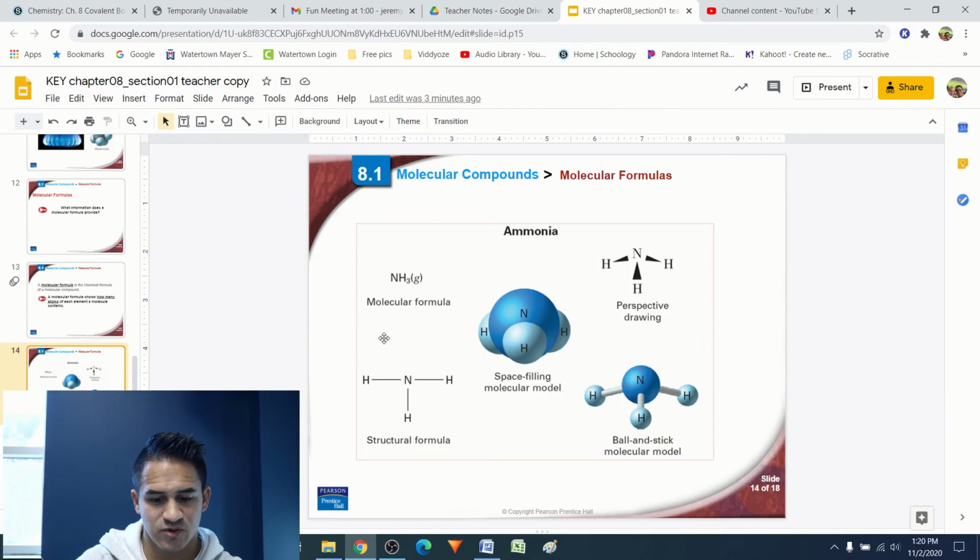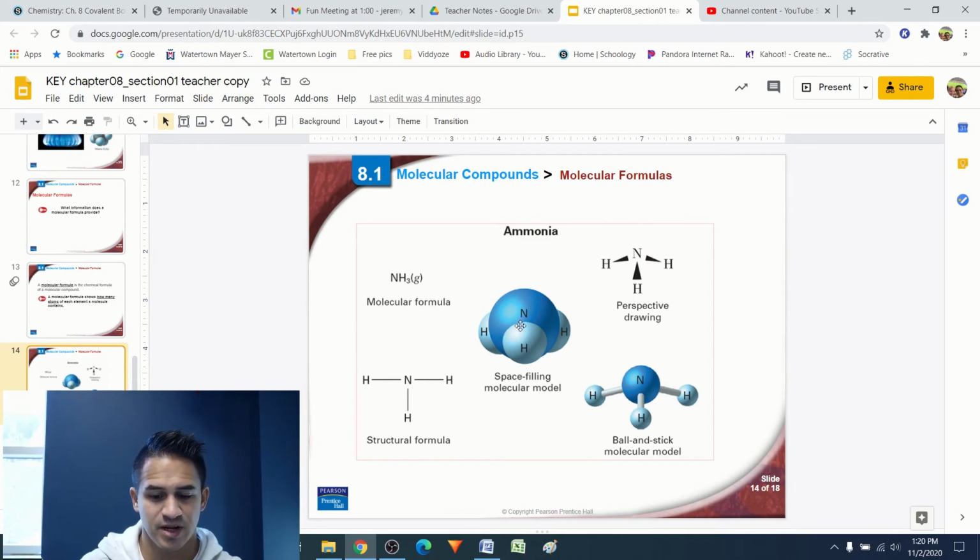So this is a chemical formula for ammonia, which is a component in a lot of fertilizers. It has a chemical formula, or molecular formula, of NH3. So it's 1 nitrogen, 3 hydrogens. Okay, we're going to see molecular formulas written a lot. But there are other ways to represent molecular formulas. We can do so in a visual way.